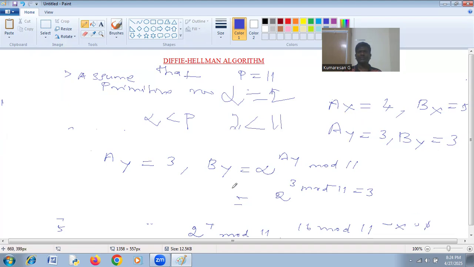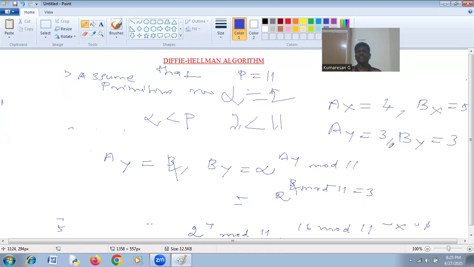Okay, otherwise we will do one thing. Instead of 3, suppose we are giving 4. Suppose the sender side value is 4. So what is the value of this one? 2 power 4, if the sender side private key is 4. What will happen? 16. So 16 plus 11, 5.